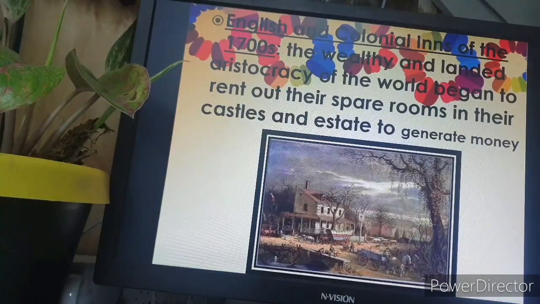Okay, then after that they realized, why not also rent out some of our rooms, or entertain some of our fellow aristocrats, the datos or kings, and share some of our rooms here in our castles? That's why they started to rent. They started to open their castles for their fellow aristocrats to rent their place or their room, to generate also money or income.